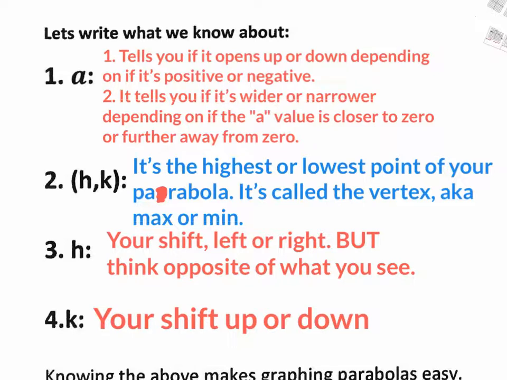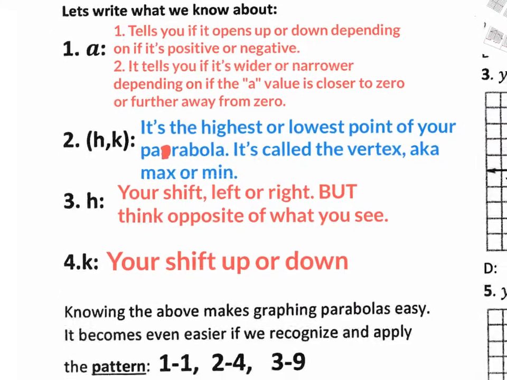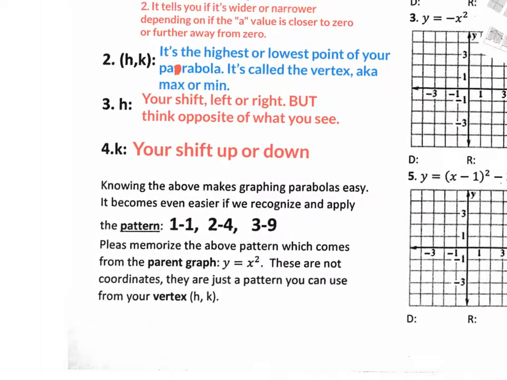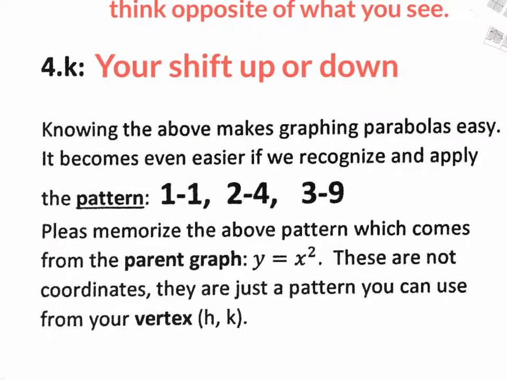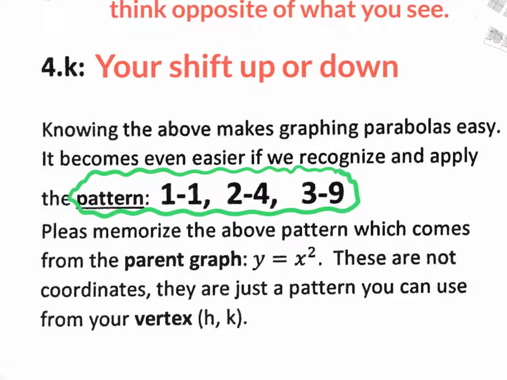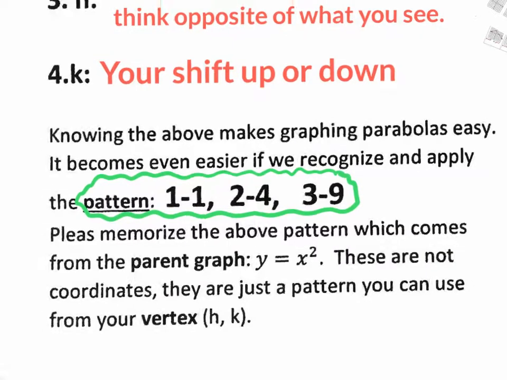So if we truly understand that the a value tells you if it opens up or down, tells you if it's wider or narrower, if we truly understand that the hk is the highest or lowest point, which is called the vertex, then it'll be really easy to graph parabolas, right? Especially if we memorize this pattern. Okay, this is like your first homework assignment right here. Memorize the pattern 1, 1, 2, 4, 3, 9. Memorize it, 1, 1, 2, 4, 3, 9. Change your cell phone passcode to 112439 to help you out, right?